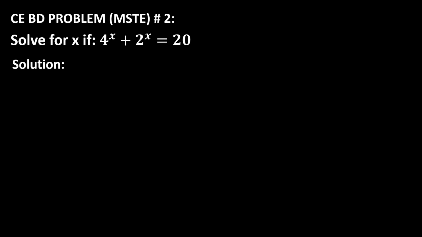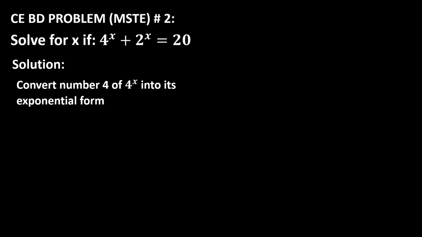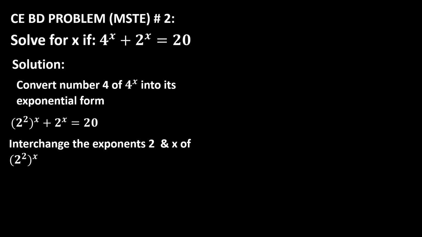And to start the solution process, first, we have to convert the numeral 4 of 4 to the x into its exponential form. And 4 can be written as 2 raised to the second power, or 2 squared. After the conversion process, we can read the new format of our equation as 2 squared raised to the x power plus 2 to the x equals 20. And then afterward, let us simply make a swap of the two exponents, 2 and x, of the expression 2 squared raised to the x power.